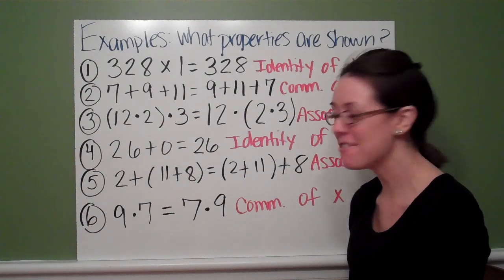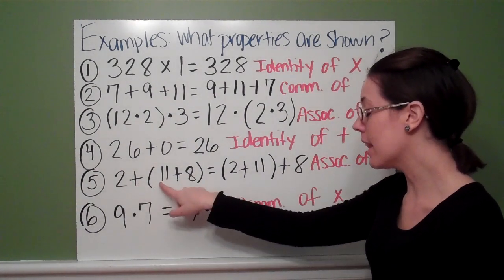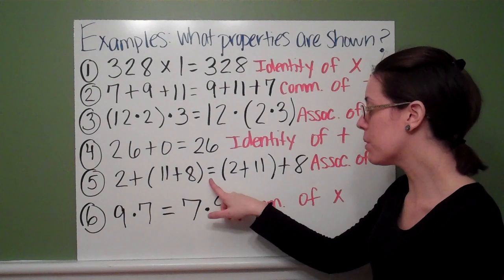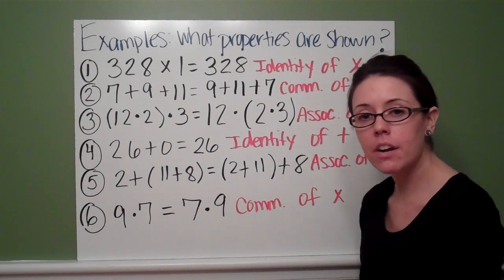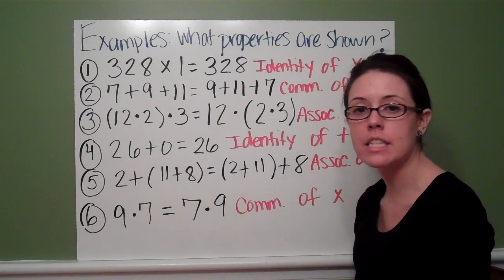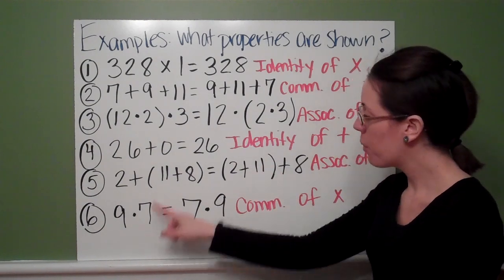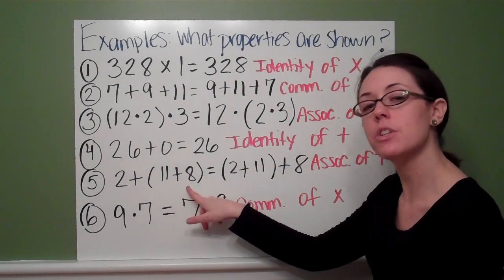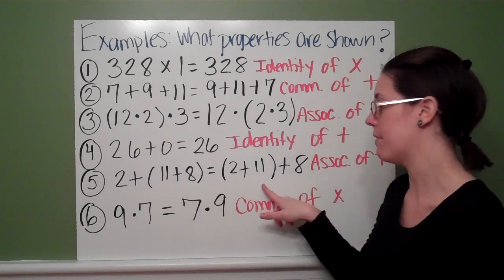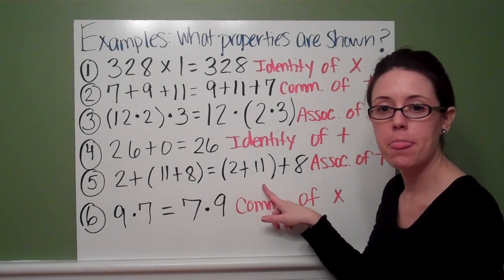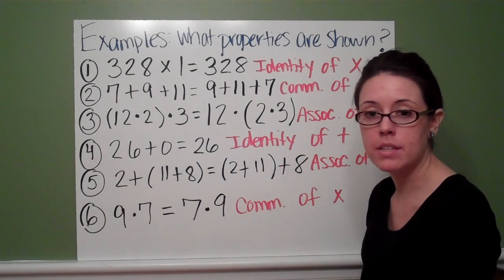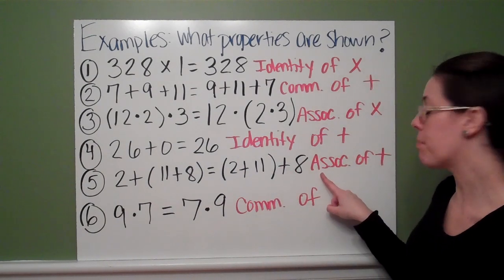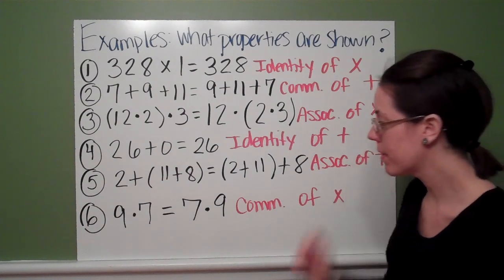Example number 5. 2 plus the quantity 11 plus 8 is equal to the quantity 2 plus 11 plus 8. Here you notice we have parentheses. The groupings are different. We have 11 plus 8 in this grouping and 2 plus 11 in this grouping. You can add numbers in different groups. That is the associative property of addition.